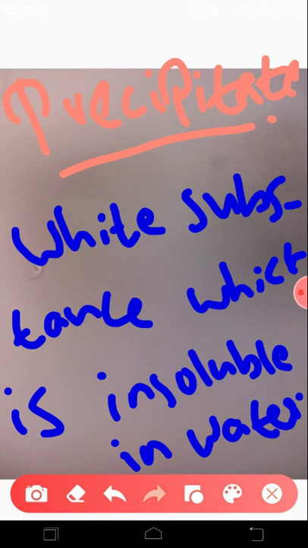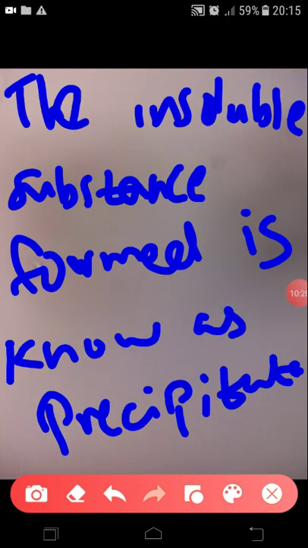What is a precipitate? A white substance which is insoluble in water is formed. This insoluble substance formed is known as a precipitate. Any reaction that produces a precipitate can be called a precipitation reaction. If any reaction produces a precipitate, then we can say it is a precipitation reaction.